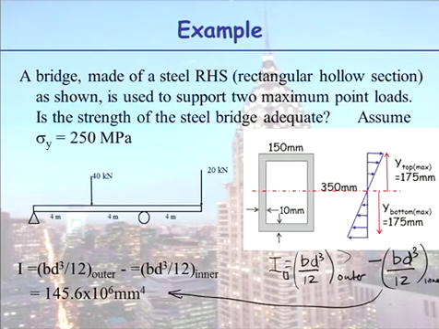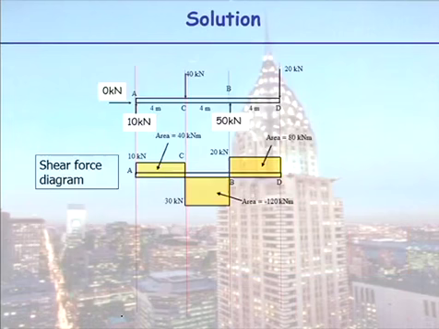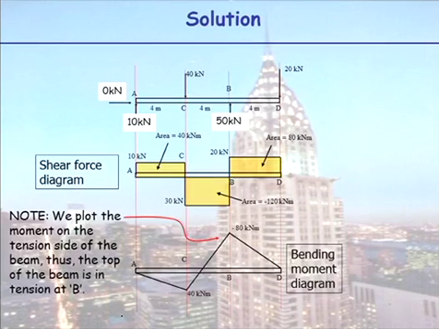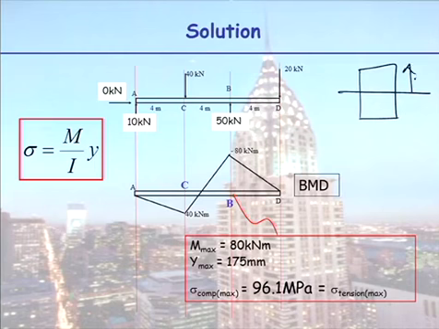Just let me ramble. Okay, so here, you would calculate the reactions, draw your shear force diagram, draw your bending moment diagram. So which moment will you use to calculate your maximum stress? The 80 kilonewton metres. So the maximum stress occurs at B, and based on our section being 350 deep, our Y max value here is equal to 150.